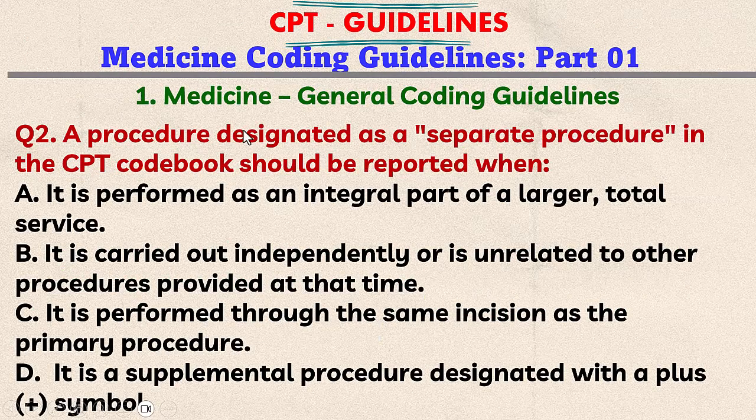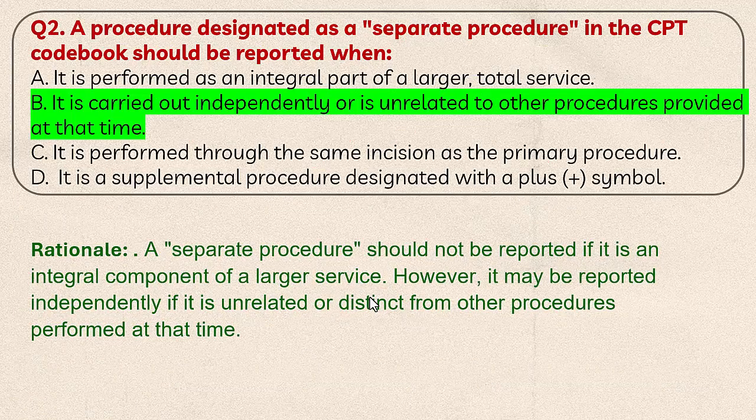Question number 2. A procedure designated as a separate procedure in the CPT codebook should be reported when: A. It is performed as an integral part of a larger total service. B. It is carried out independently or is unrelated to other procedures provided at that time. C. It is performed through the same incision as the primary procedure. D. It is a supplemental procedure designated with a plus symbol. Think the answer. The correct answer is B. It is carried out independently or unrelated to other procedures provided at that time.